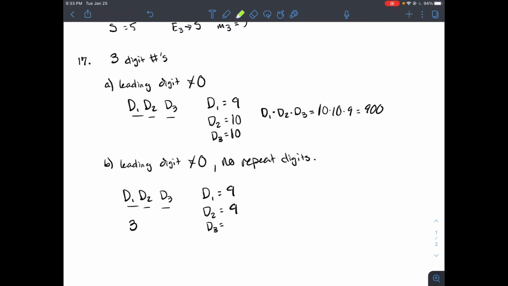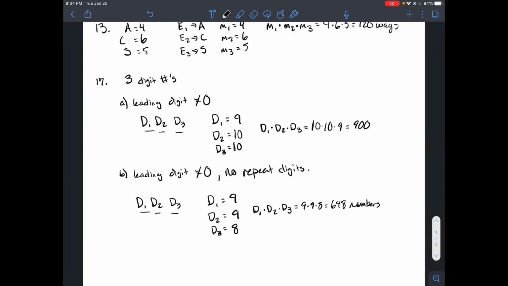That would give you 9 possibilities. Now our last one, D3, you have to think: it can't be a repeat of D1, and it can't be a repeat of D2. So now we have to take off 2 from our total of 10. So we have 9, 9, and 8. We can then multiply. That's going to get us 9 times 9 times 8, and that will equal 648 numbers.